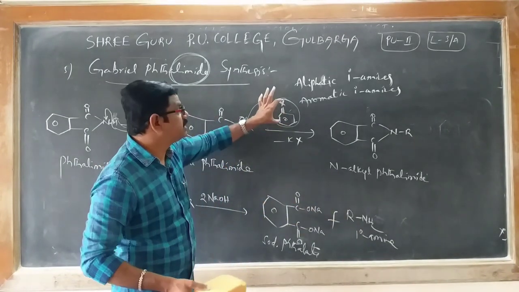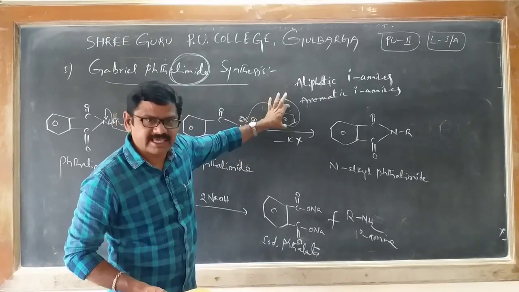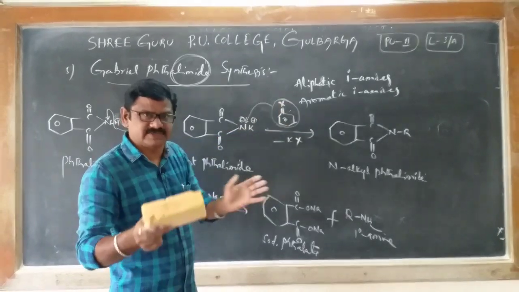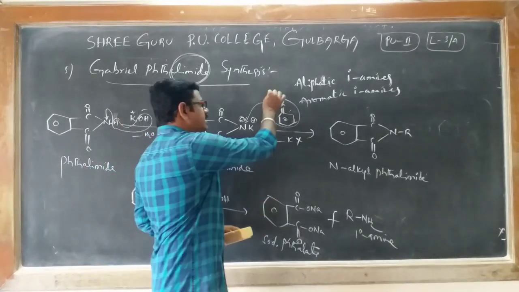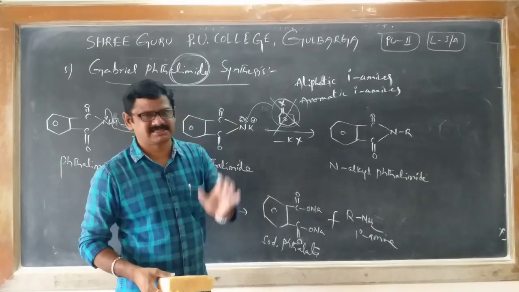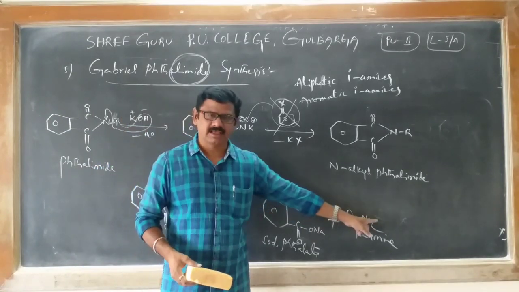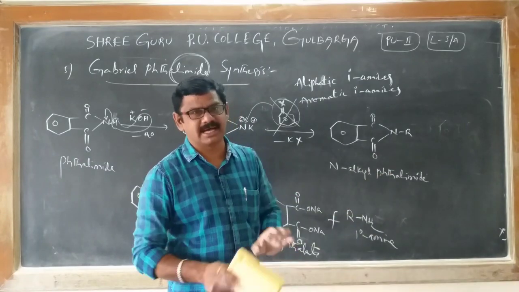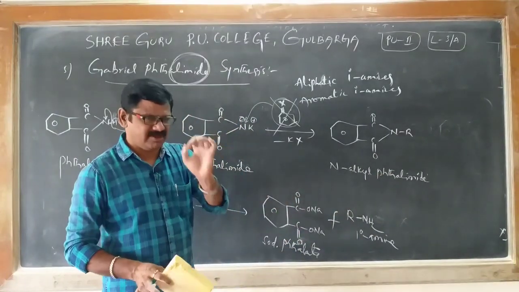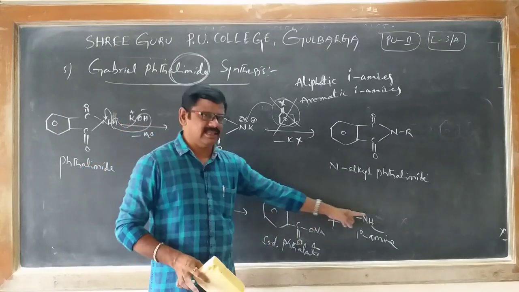But if you take halobenzene, its nucleophilic substitution reactivity is very low. That's why these halobenzenes do not participate in the reaction. That's why aromatic primary amines are not possible to prepare by this method. We prepare exclusively aliphatic amines.